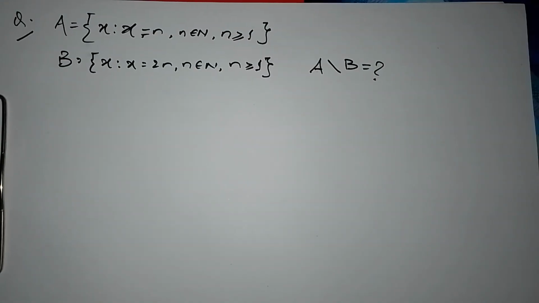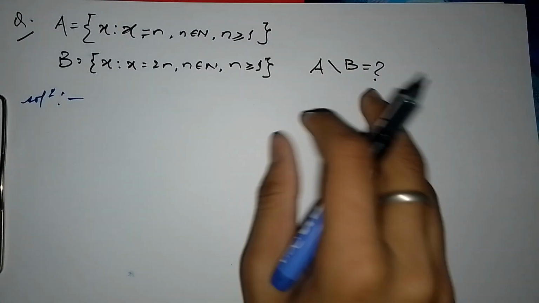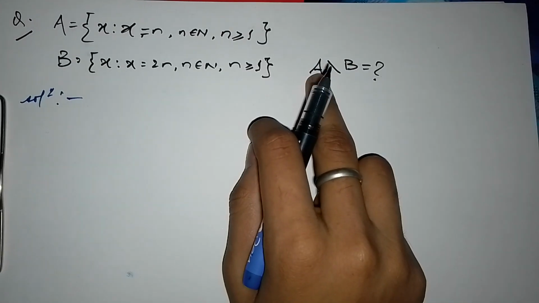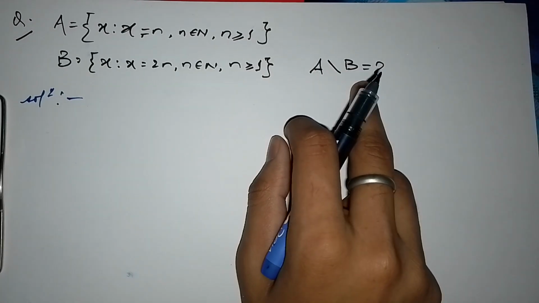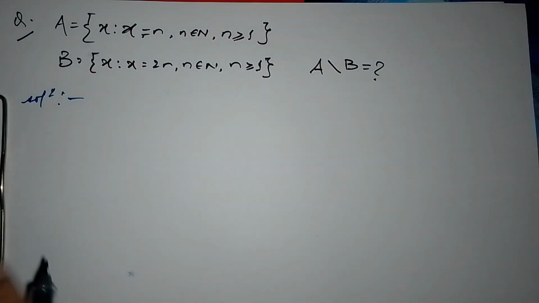Here's a question for you. Firstly, pause the video and try this problem. Now let's see the solution of this problem. So here we have to find A complement B. Not the complement of A with respect to the universal set, but rather here we have to find the complement of B with respect to A. So let's see how we do this.